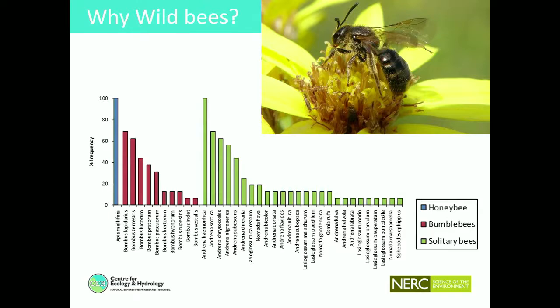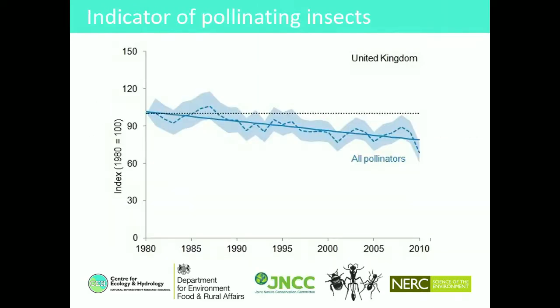And there's some good evidence growing now that wild bees have declined over the past few decades. This, for anyone who was at my talk last year, this is the figure I wasn't allowed to show. It's the 2015 indicator of pollinating insects that I put together with some colleagues. And it shows how bees and hoverflies have changed in their distribution over recent decades.